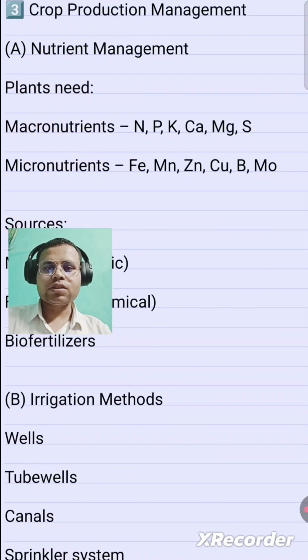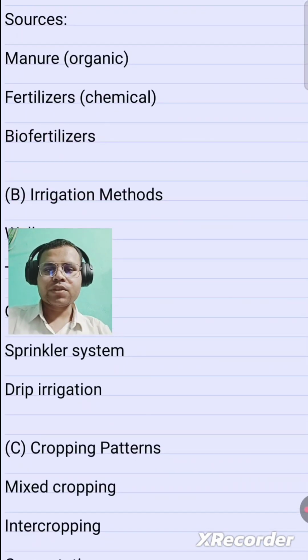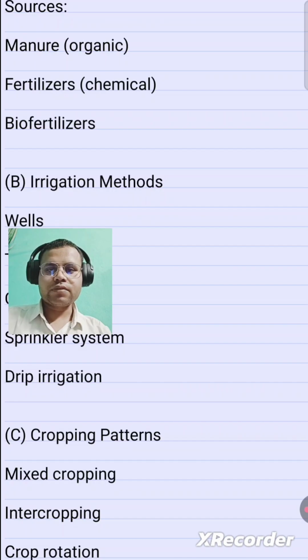These are all included in one topic, and crop production and management includes nutrient management, which covers what the plant needs. The macronutrients are nitrogen, potassium, phosphorus, calcium, magnesium, and sulfur, and the micronutrients include iron, manganese, zinc, copper, boron, and molybdenum. The sources are very easy, class: manures, which are organic, fertilizers, which are chemical, and biofertilizers.